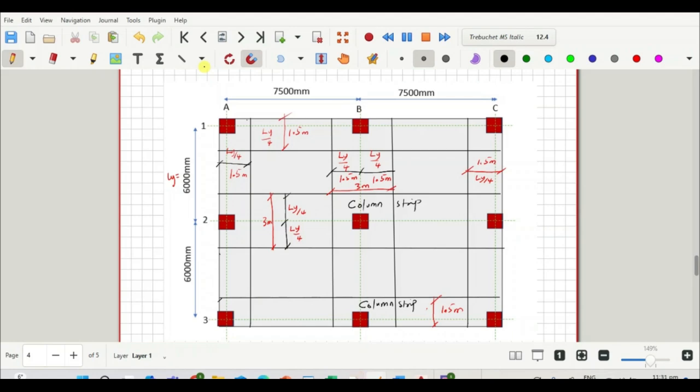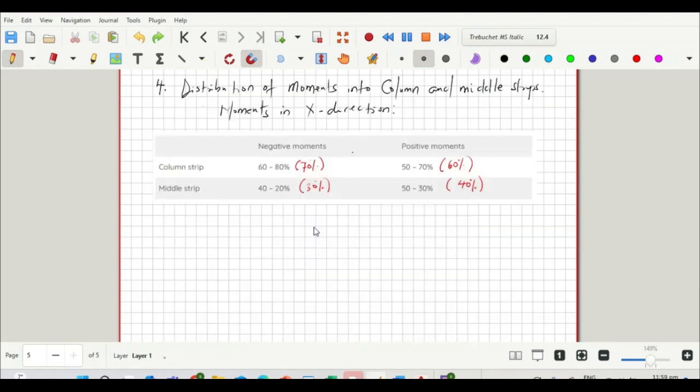This is also a column strip. Again, the sides as well and this side as well. Now in between the column strips, we have what we call the middle strip. So that is also a middle strip, right? So now let us go ahead and distribute the moments into the column and middle strips.